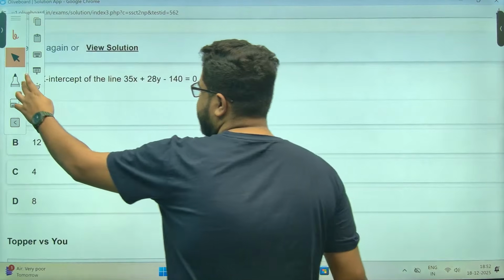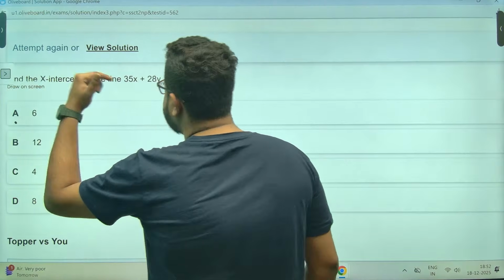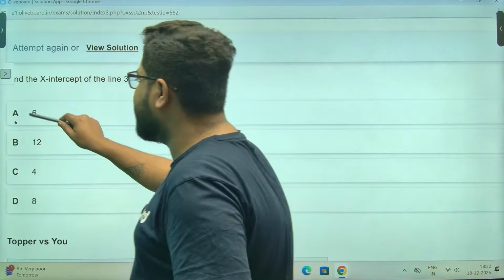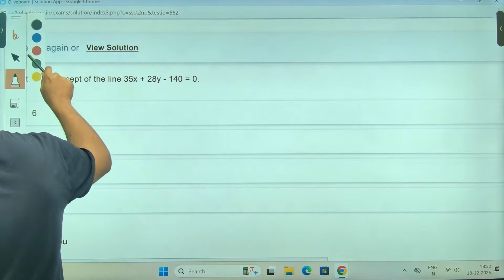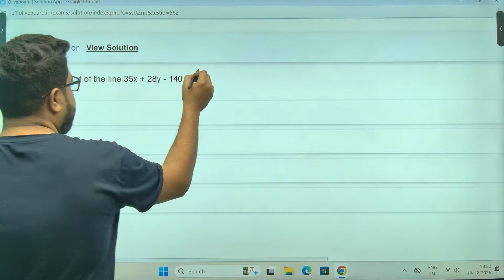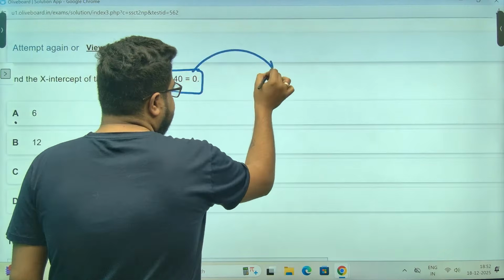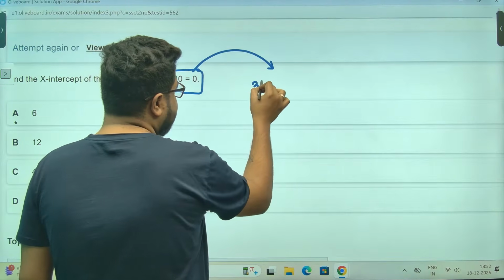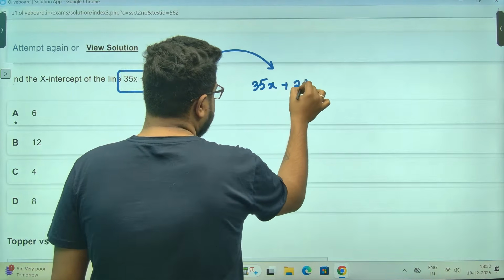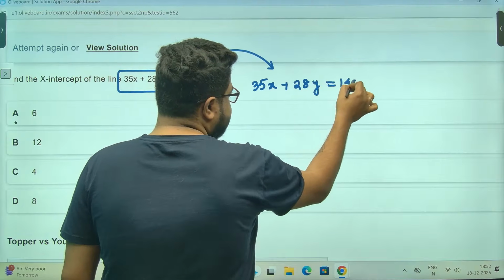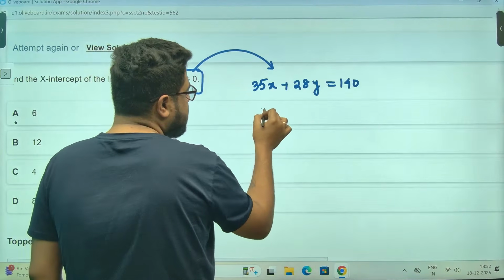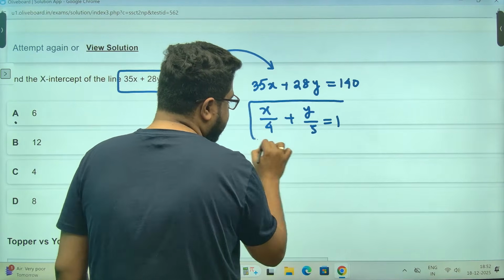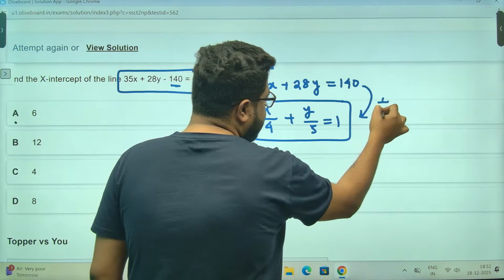Next one, sir. Which intercept? X-intercept. You can figure it out in two ways, either by a shortcut or by doing the whole thing. For concept, write it in the intercept form. Take this constant to the other side, and the right-hand side should be 1, so divide by 140. So x by 4 plus y by 5 becomes 1, meaning I have divided both sides by 140.